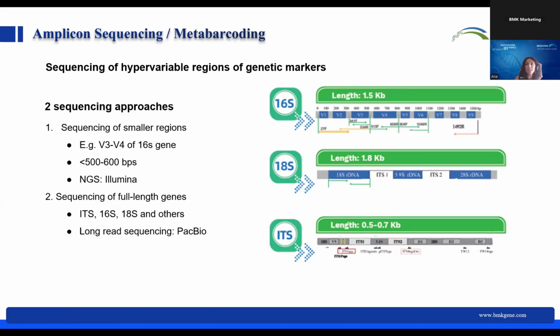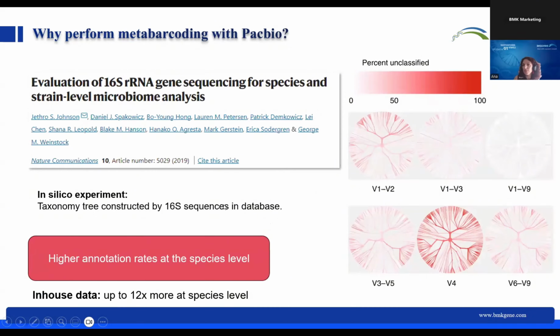But nowadays it's becoming more common that instead of just focusing on the V3, V4, we would just amplify the entire 16S gene, and we can then sequence it in a long read technology such as PacBio. And of course, this can be done also for the full-length 18S, ITS. So you might wonder why do these shifts from short reads to long reads? So one major factor in here is the annotation rate.